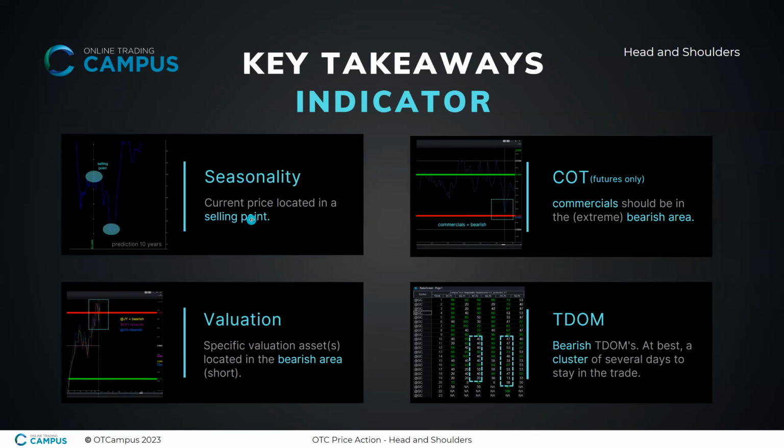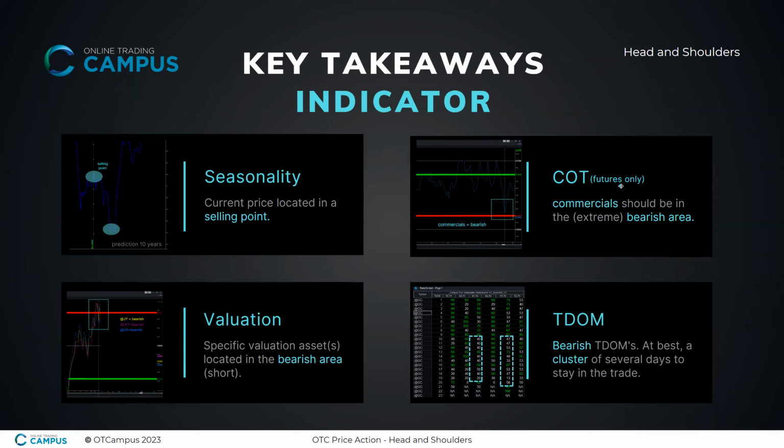Head and shoulders is, of course, a bearish reversal, a bullish to bearish trend reversal. We need the seasonality, current price located in a selling point, right? Like here, that is the best. Could get a nice drop. Valuation should also be located in the bearish area, of course, against your specific valuation asset or assets.